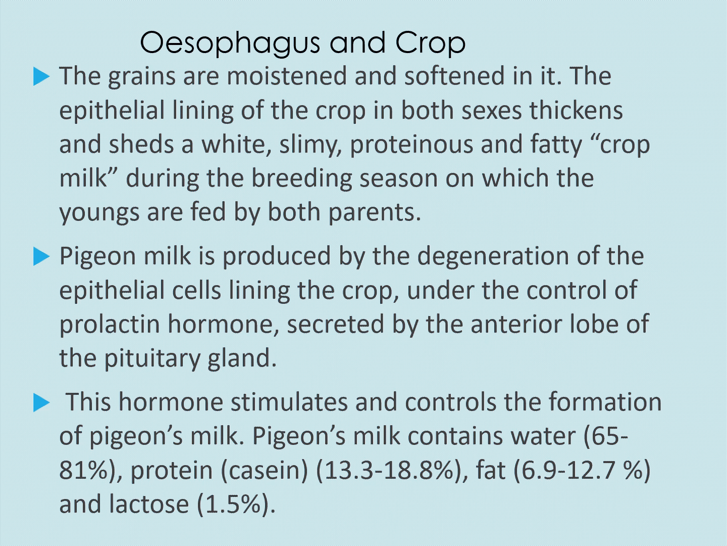The epithelial lining of the crop in both the sexes thickens and sheds a white, slimy, proteinaceous and fatty crop milk during the breeding season, on which the young are fed by both the parents. The pigeons are noted for their unique ability to produce pigeon's milk, which is a nourishing secretion. This pigeon's milk is produced by the degeneration of the epithelial cells lining the crop under the control of the prolactin hormone secreted by the anterior lobe of the pituitary gland. This hormone stimulates and controls the formation of pigeon's milk.